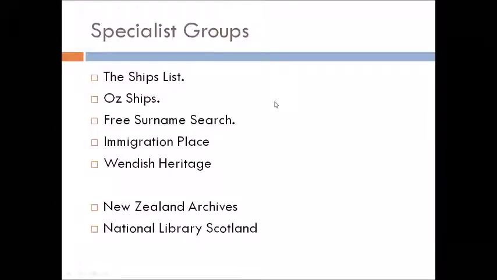Now, specialist groups, we've got things like the ships list, which is a bit like Cindy's list, but it's all things shipping. Oz Ships, free surname search, which you sort of think, well, what's that got to do with immigration? A lot. Immigration Place, which is a project by the Monash University, has a lot of information there. If you were looking for the Wendish or Germans, the Wendish Heritage Group, they've got their website. New Zealand archives are relevant to Australia because Australians went backwards and forwards to New Zealand and vice versa.